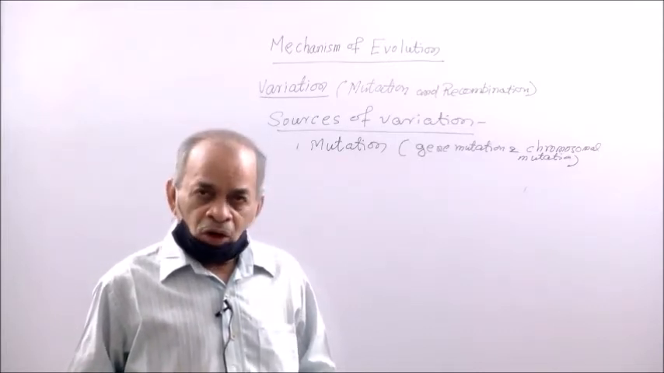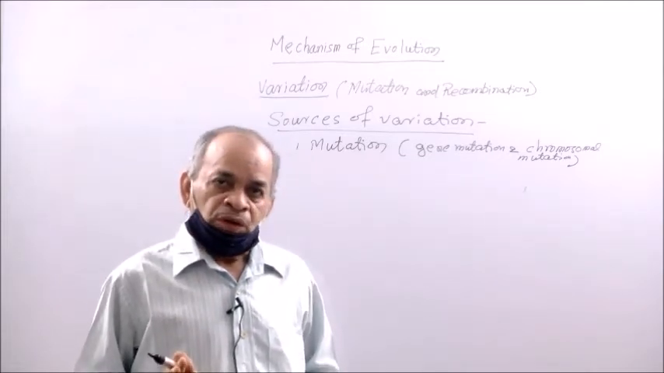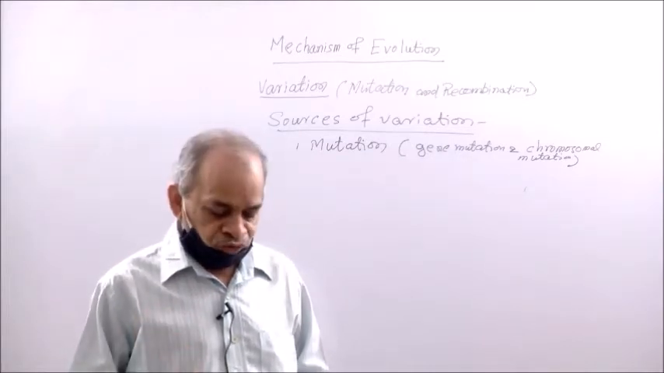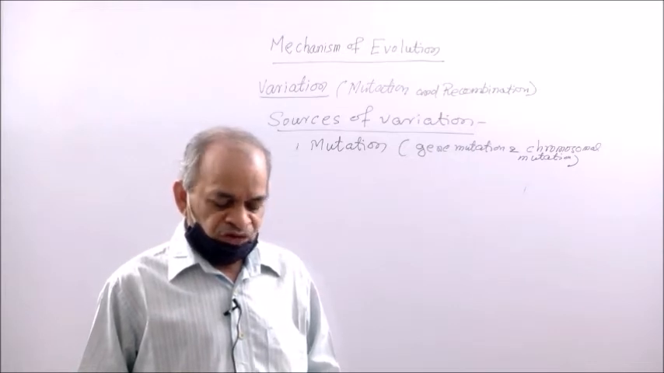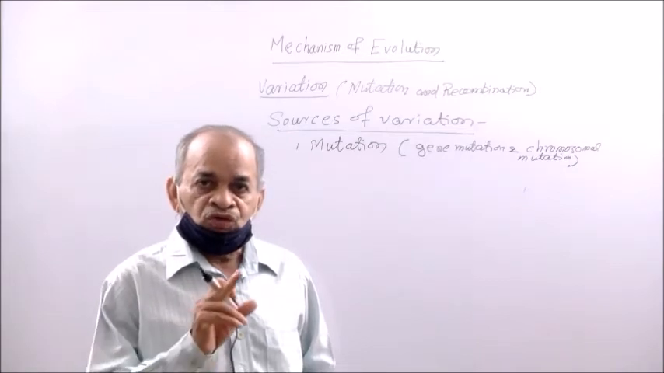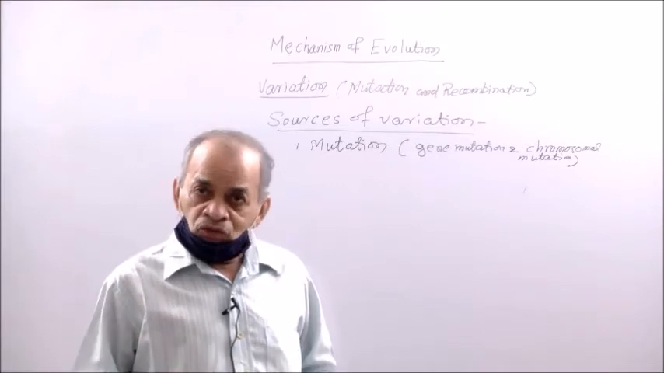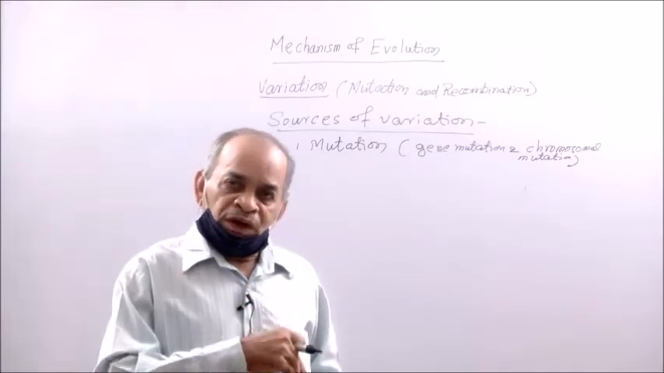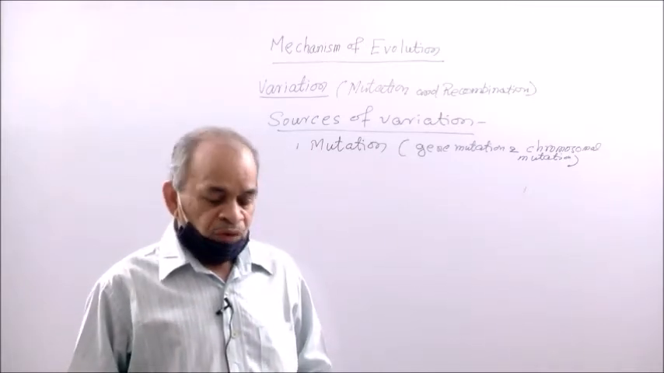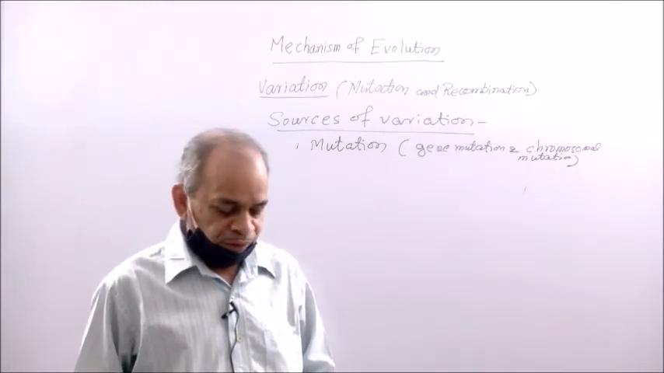Mutations can occur spontaneously or can be induced. Mutation is a forward as well as a backward phenomenon. Suppose A1 mutates, it becomes A2. A2 can again mutate back to A1. So it is a forward as well as a backward phenomenon. First, we will discuss gene mutation.